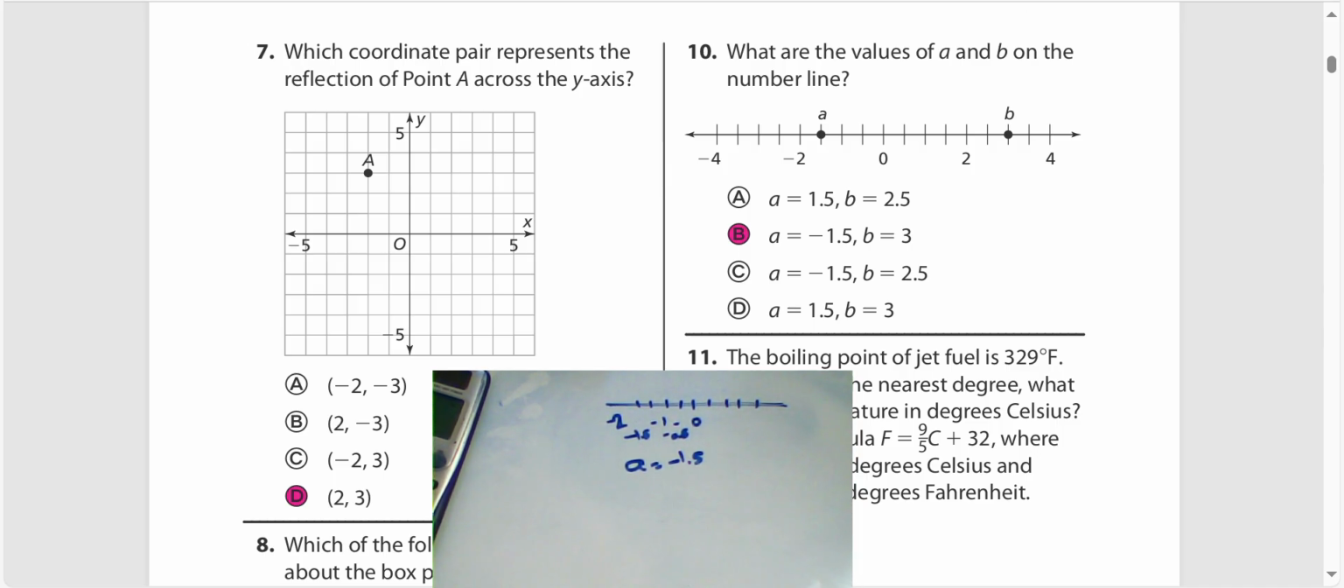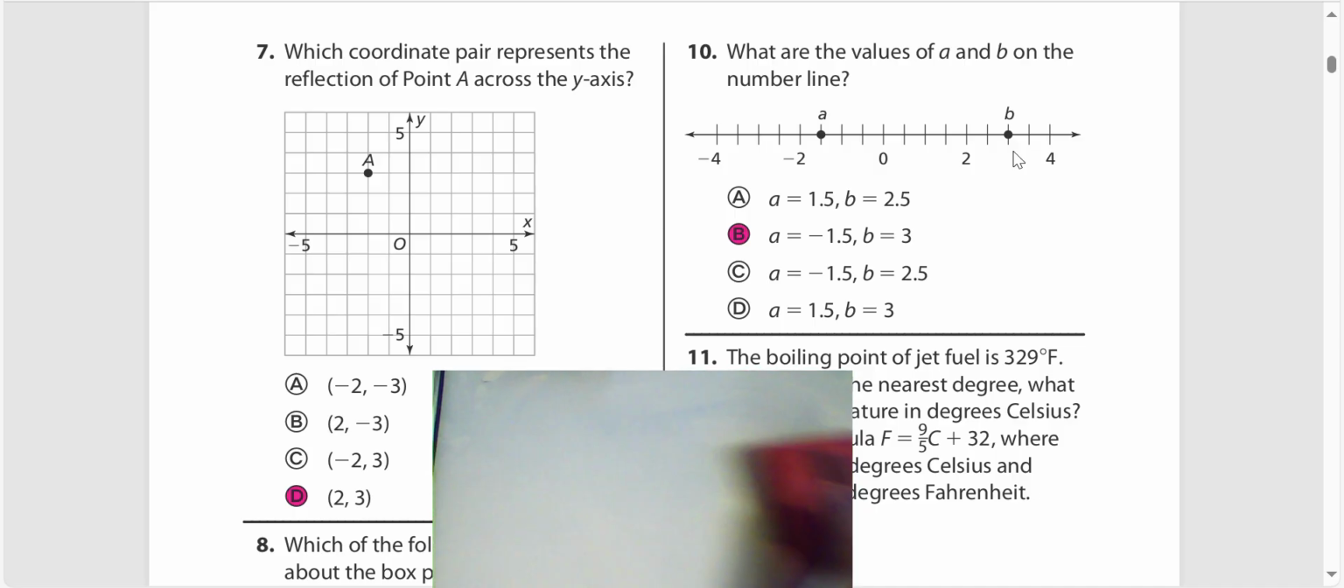And B here is 2, 2 and a half, 3. The value of B equals 3. Then the value of B equals 3.